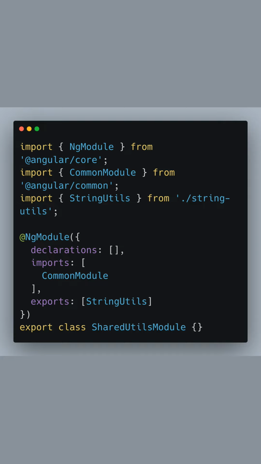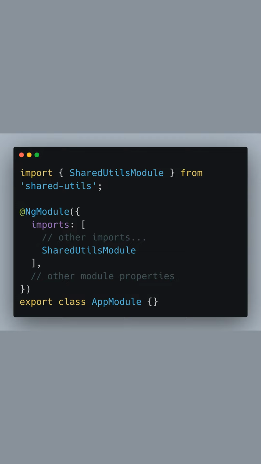Now, let's wrap our stringUtils within an Angular module. We create shared utils module, importing common module for common Angular directives. We haven't declared any components or directives, hence the declarations array is empty. Crucially, we export stringUtils, making it available for import in other modules throughout our Monorepo.